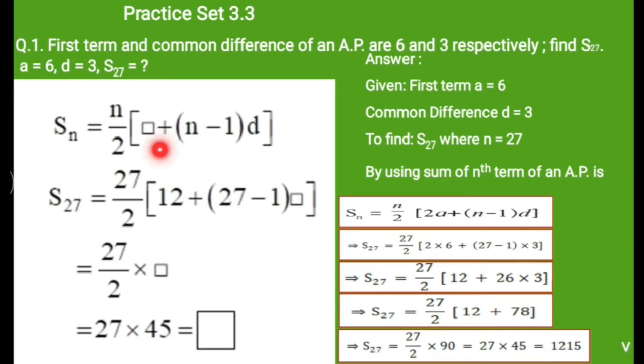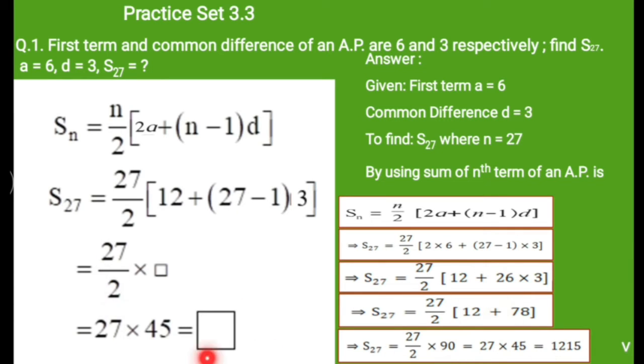So we fill up these boxes. So in first box, this is formula for sum of n terms of arithmetic progression. So we replace this first box by twice a. In this second box we substitute the value of n, substitute the value of this a, substitute the value of n, and value of d, which is 3. So in second box we fill up 3.